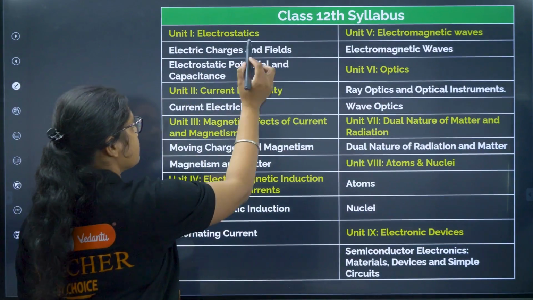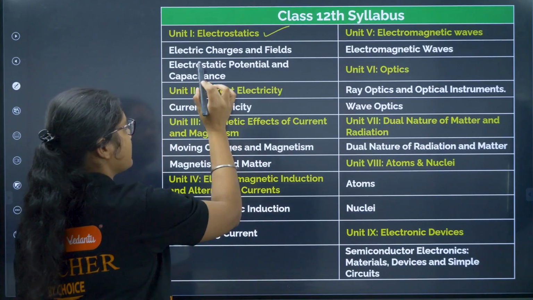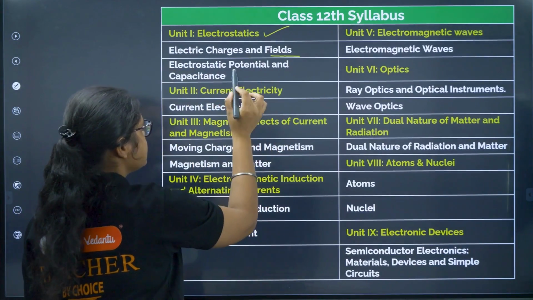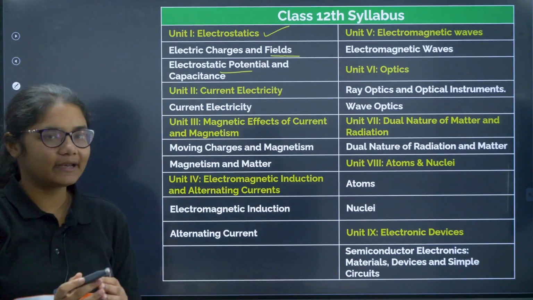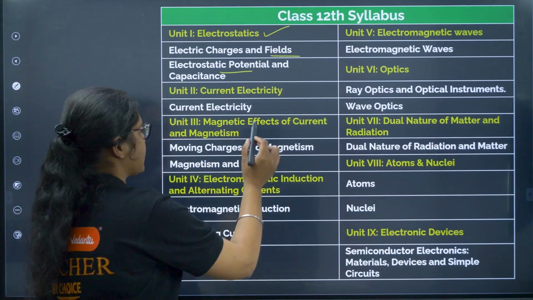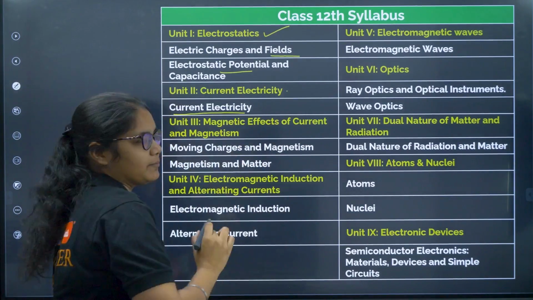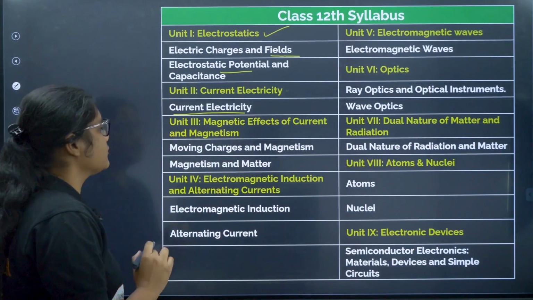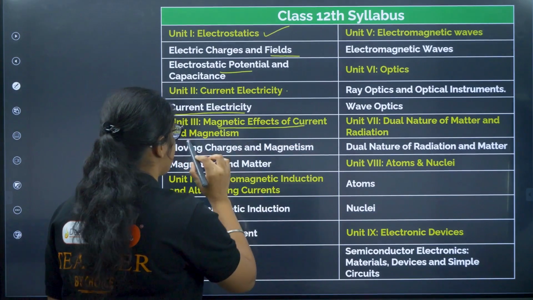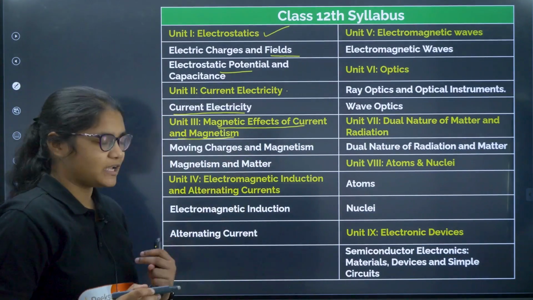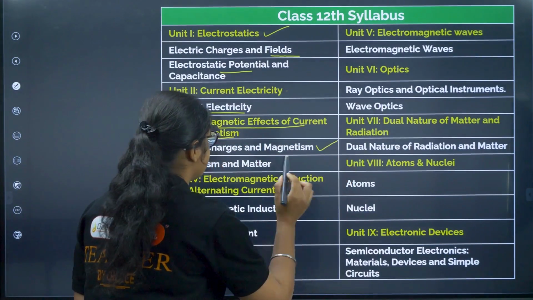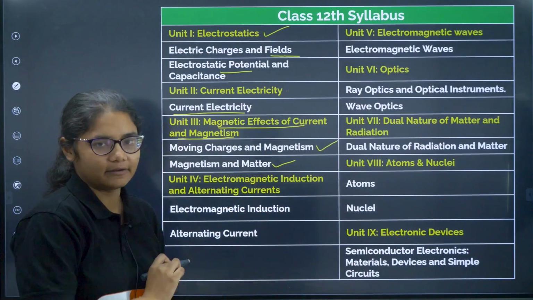So you have your Unit 1, that is electrostatics. In that you have 2 chapters, electric charges and fields, and electrostatic potential and capacitance. Now coming to the 2nd unit, current electricity, you have the chapter current electricity. Coming to the 3rd unit, magnetic effects of current and magnetism. Here you have 2 chapters, that is moving charges and magnetism, and magnetism and matter.